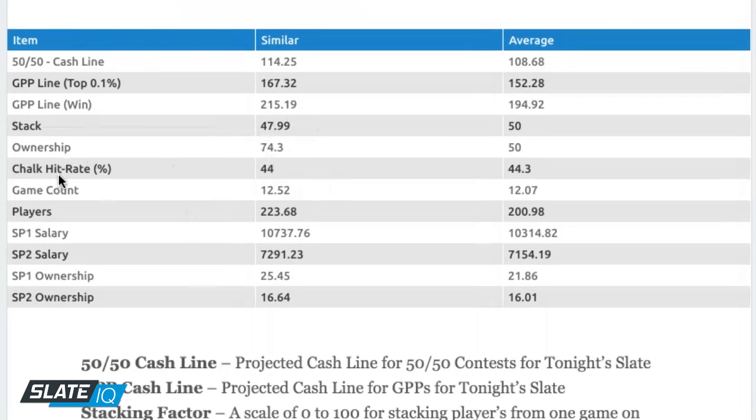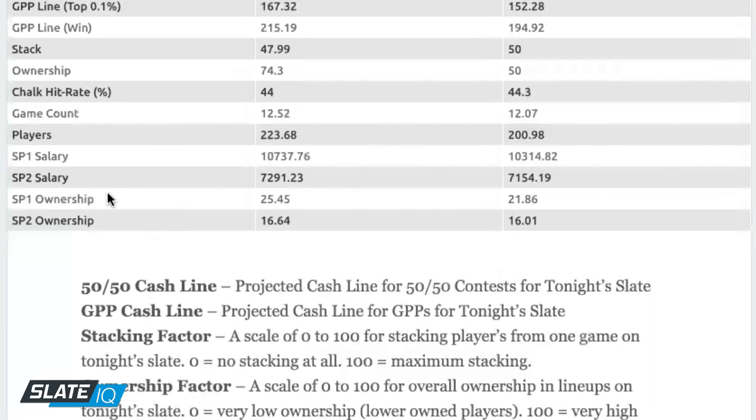As we go down, chalk hit rate is looking at the top 2 pitchers and the top 5 hitters by ownership on all these different slates and how often they're hitting or not, meaning they're represented in a higher percentage of winning lineups versus what they are for the field. And then as we dig further into game count, just letting you know the averages are about the same here.